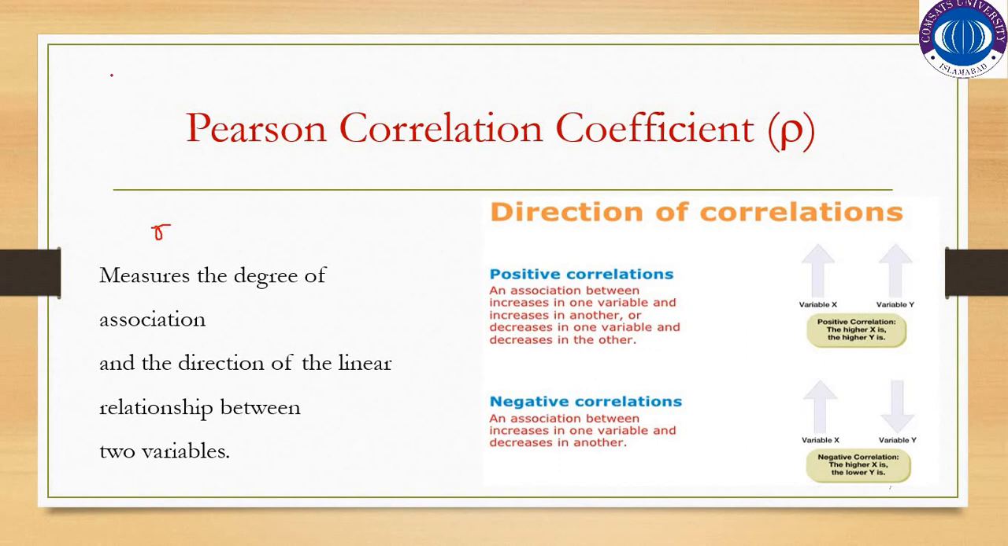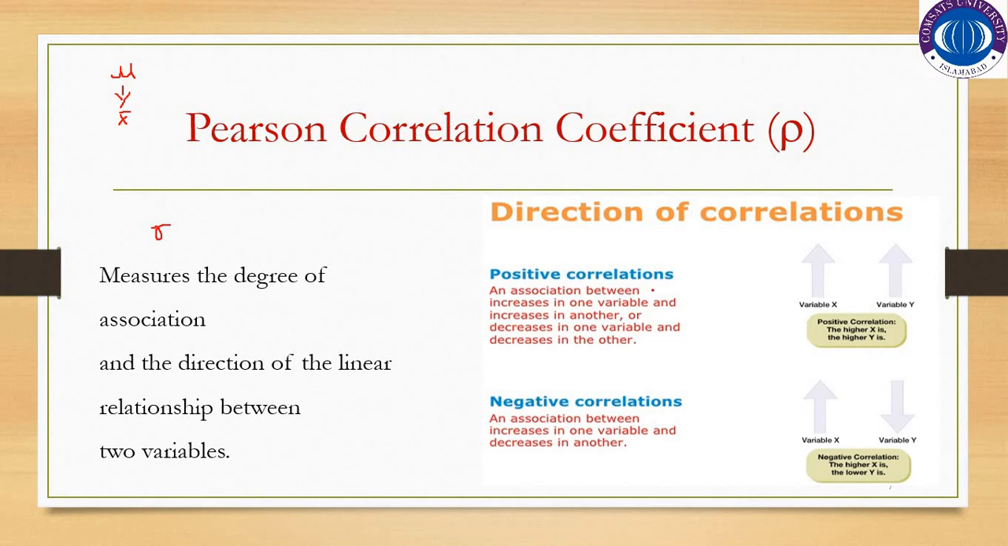As you know, mu is the population parameter, a Greek letter, and the sample mean is denoted by x bar. You already know this concept. Similarly, rho is the population parameter, and this small r is the sample statistic which we will use throughout this lecture.